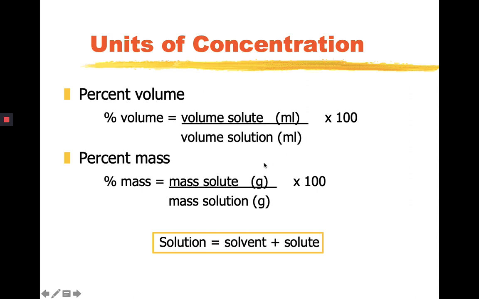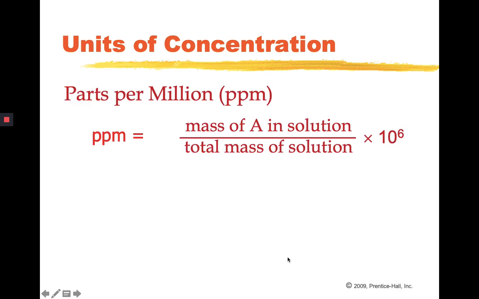If it's percent by mass, then that is just the mass of the solute, which is commonly reported in grams, over the mass of the solution, which is also reported in grams, so that we can cancel, then times 100. And don't forget that in getting the solution, whether it's the volume or the mass of the solution, you must add the solvent's mass plus the solute's mass, or the solvent's volume plus the solute's volume.